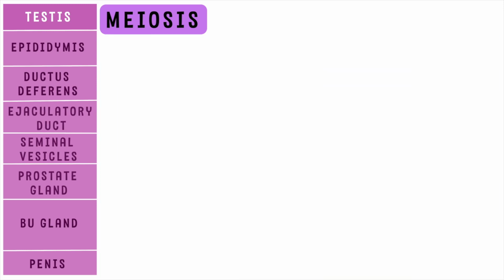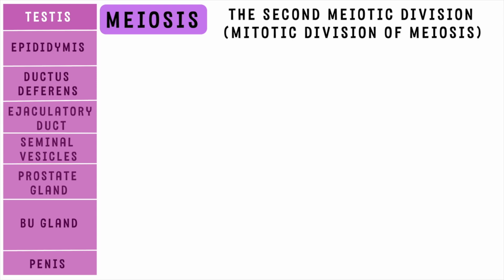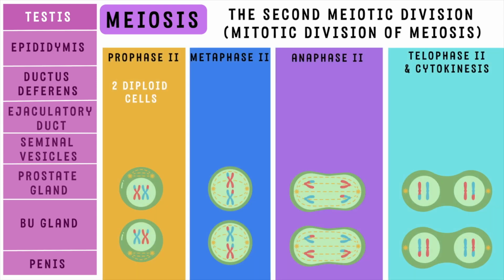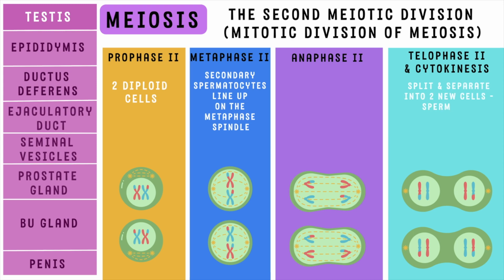The second meiotic division of meiosis occurs rapidly as chromosomes in secondary spermatocytes line up as individuals, as they do in mitosis, on the metaphase spindle of this division. The chromosomes then split along their length and separate into two new cells, known as spermatids. As this cell division is rapid, few cells in any one histological section are in this stage.